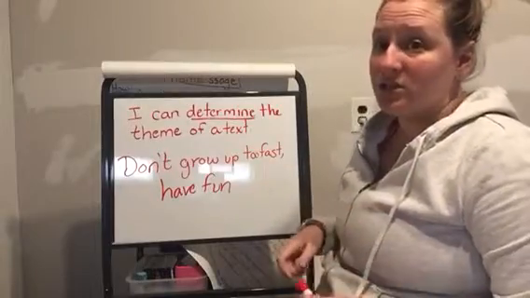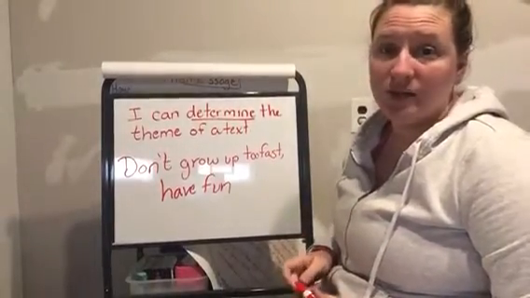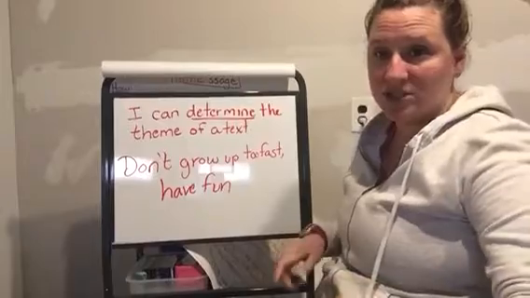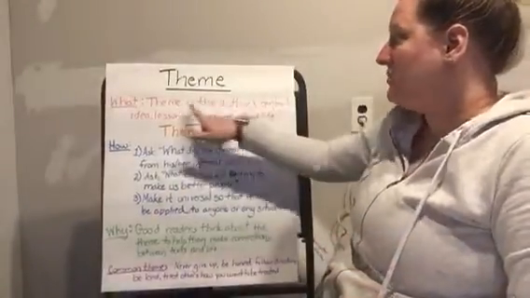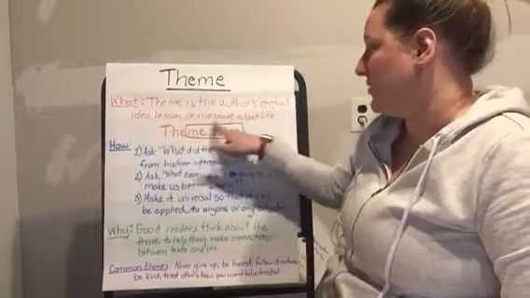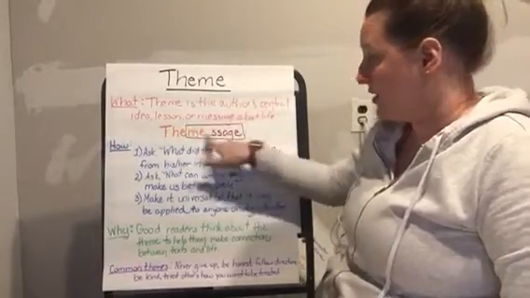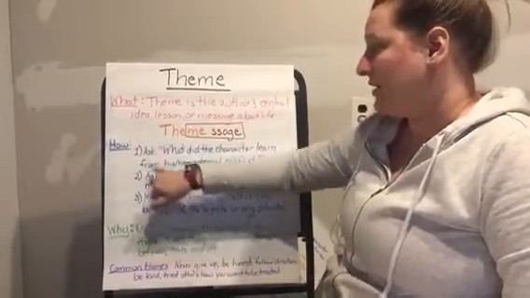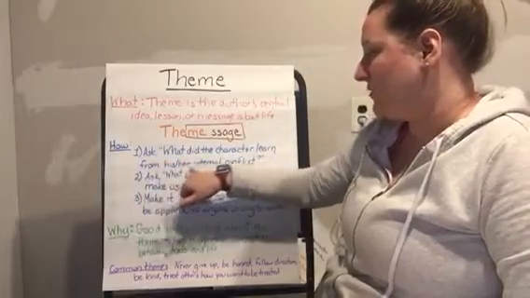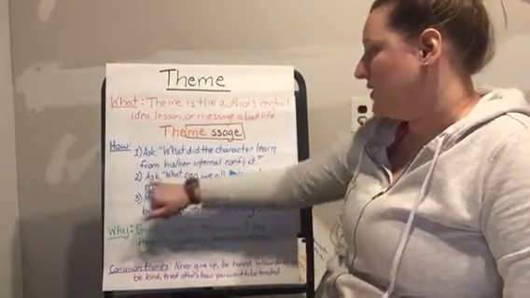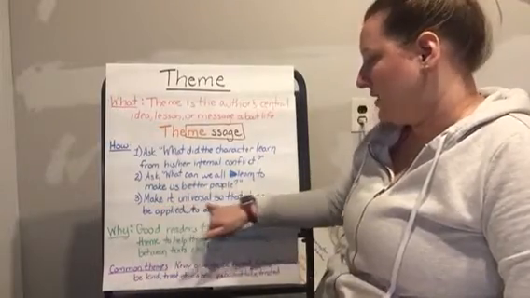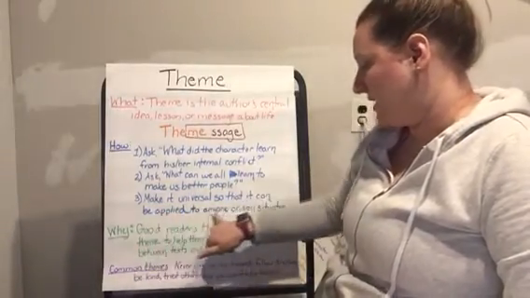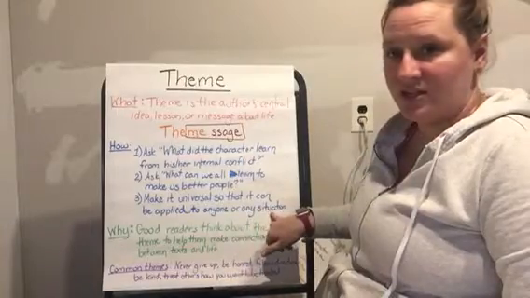So today we determined the theme of the text. We're going to continue to do that this week. I have some good theme stories that we're going to read. So remember, what is the theme? The theme is the author's central idea, lesson, or message about life. The message. How do we find theme? We ask, what did the character learn from his or her internal conflict? What can we all learn to make us better people? We make it universal so that it can be applied to anyone or any situation.